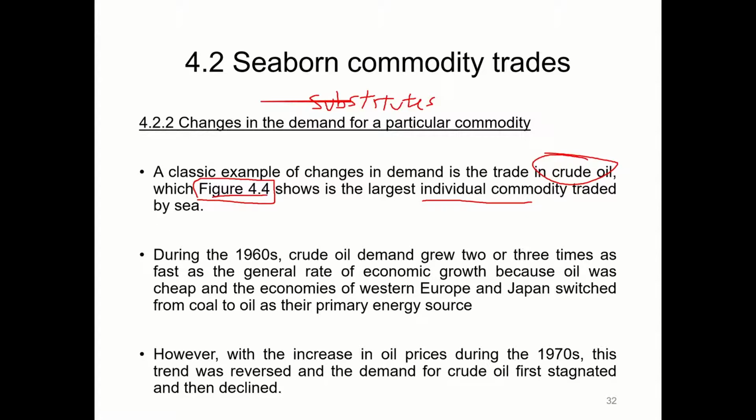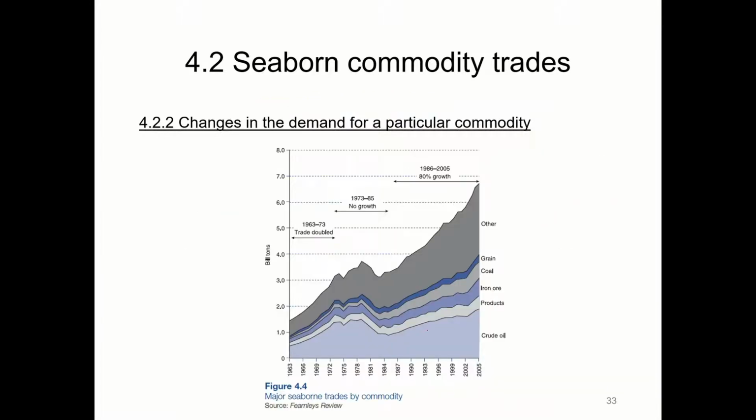If you refer to figure 4.4, you'll see that during the 1960s, the crude oil demand grew 2 to 3 times, and that's because during that time oil was cheap. If oil is cheap, then people will consume more oil, and therefore there will be more demand for the shipment of crude oil. The same for Western Europe and Japan. They switched from coal, which was probably more expensive at that time, to oil as their primary energy source. Again, we are trying to measure the demand, and this is based on time. You see that there has been a sharp increase in the demand for shipping crude oil during this period.